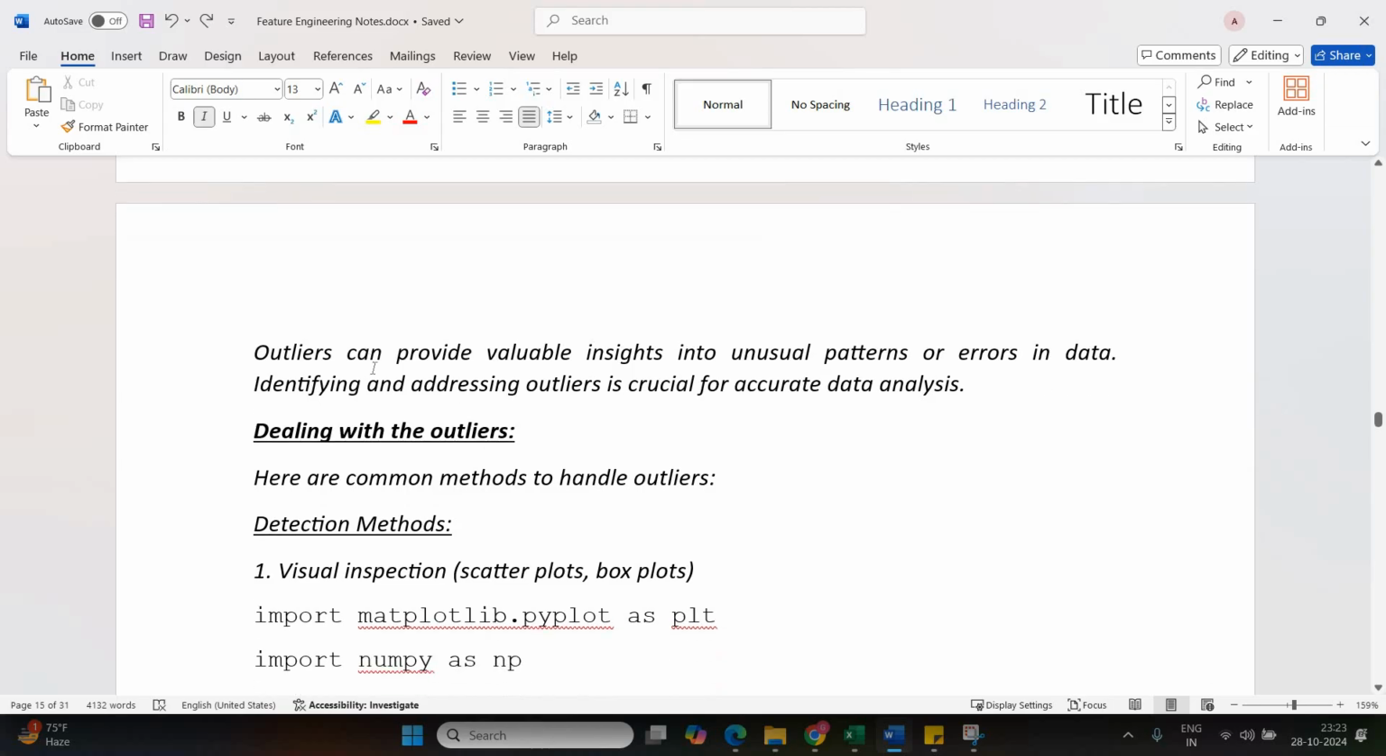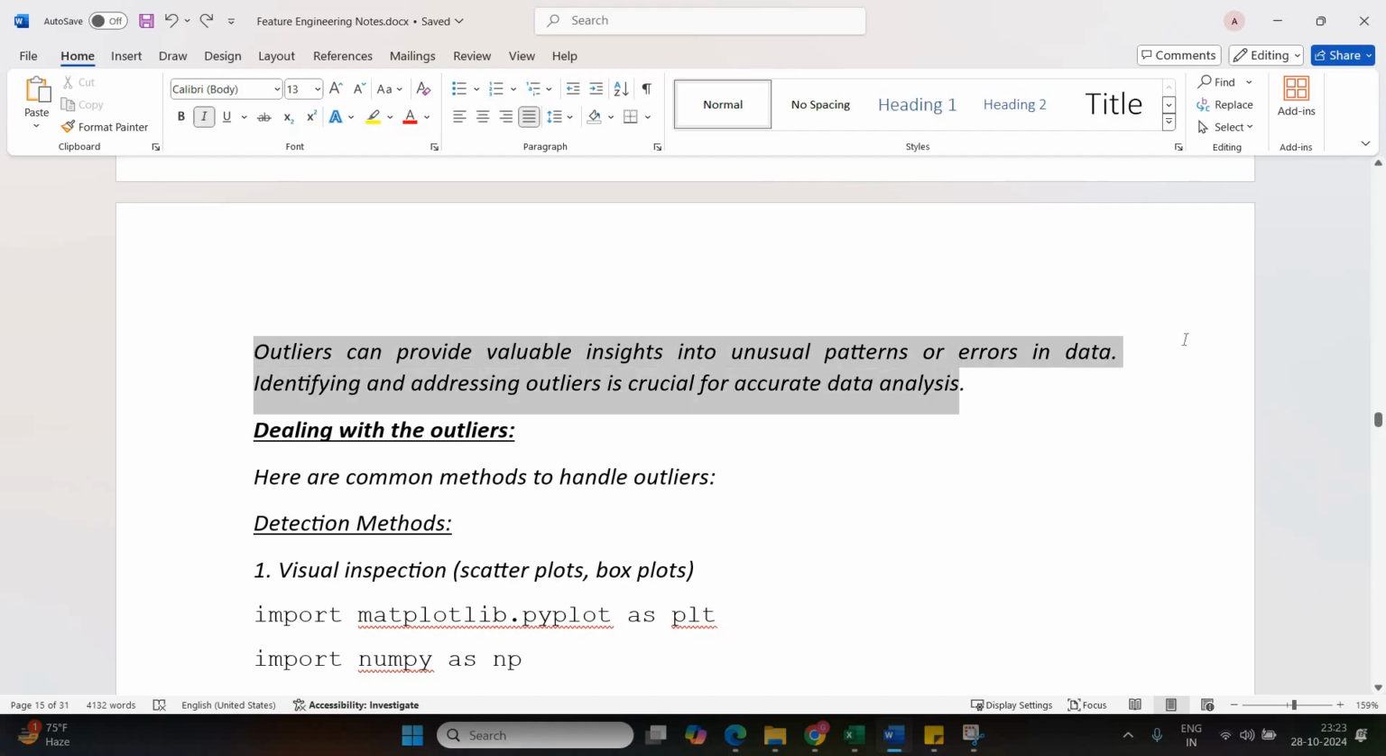Outliers can provide valuable insights into unusual patterns in data. See, outliers are not always bad. They also provide valuable insights. It may be that they are providing some kind of information which is rarest of the rare, but that rarest of the rare is something which can help you to predict something very rare in certain conditions, right?